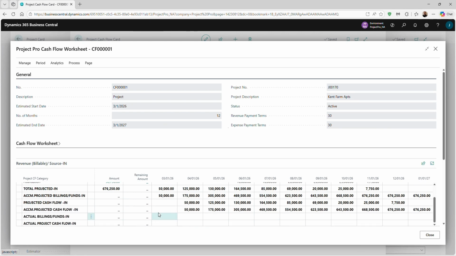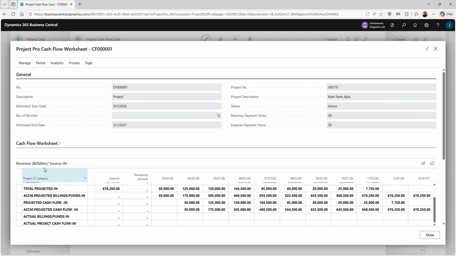The projected cash flow in is essentially what we expect to receive based on the aging. We're invoicing for $50,000, but we won't collect it until that month. These figures then distribute across both monthly amounts and the accumulations based on the aging for both revenue and expenses.